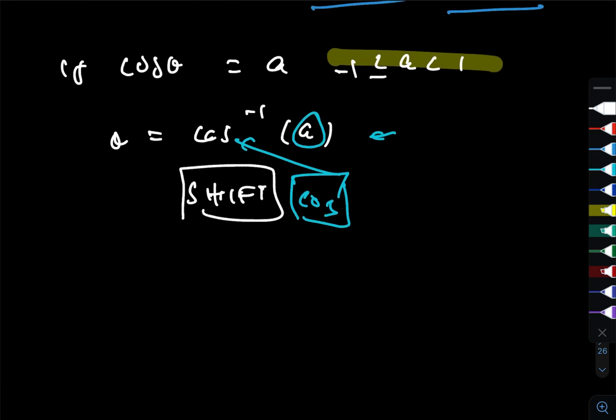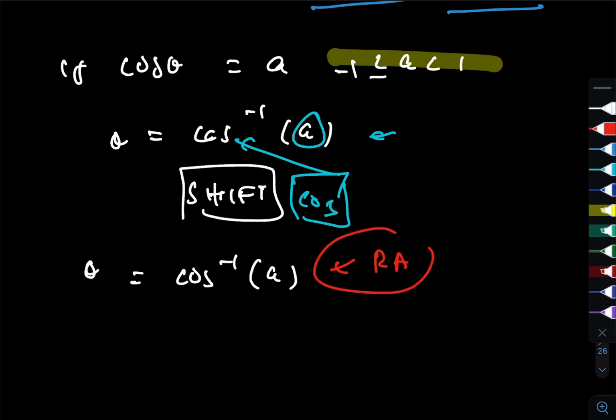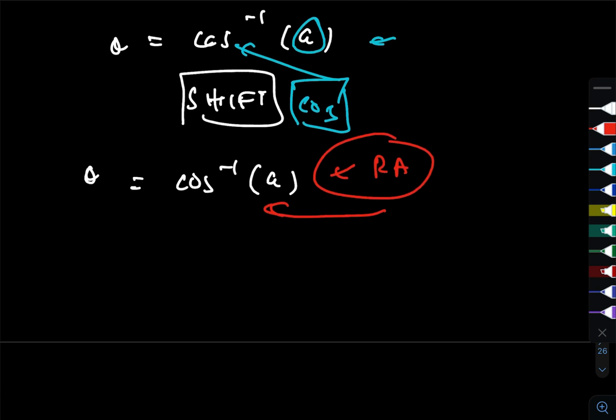All right. And therefore theta for the more general solution will be the reference angle. Shift cosine a, or cosine inverse of a, is going to give you your reference angle. This is your reference angle. Now the general solution for that is going to be plus. But by general solution, I basically mean the solution which is more general. It doesn't lie within a specific interval.